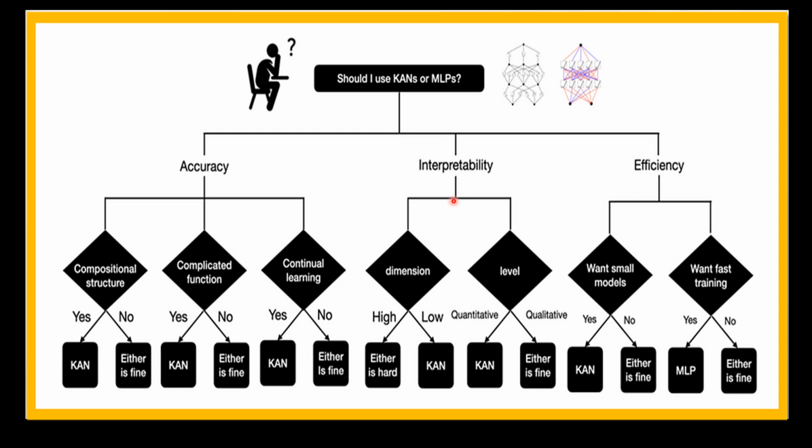Then comes data size and computational resources. For a small dataset with limited computational resources, KAN's lower memory footprint and better numerical stability could provide advantages over a multi-layer perceptron. Conversely, for larger datasets and more powerful hardware, a multi-layer perceptron's ability to process batches efficiently may outweigh these benefits.